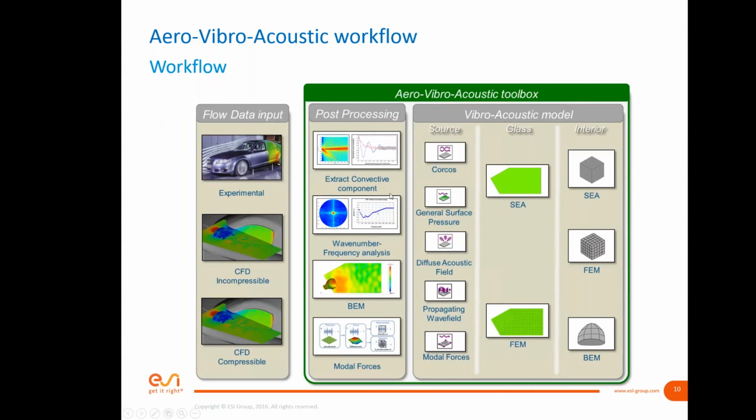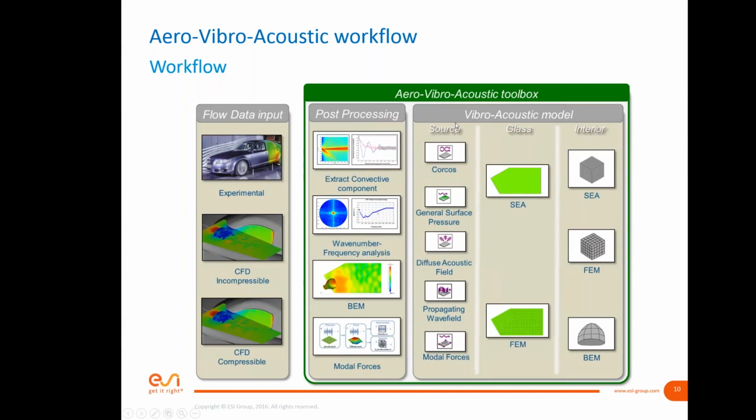You can just extract the convective component and perform wave number frequency analysis. We'll see that in more detail after. Use aeroacoustic analogies to create BEM sources for the boundary element model, and also to project the pressure fluctuation on the FE structure, so to project on the model modes, on the mode shapes, to create a set of modal forces.